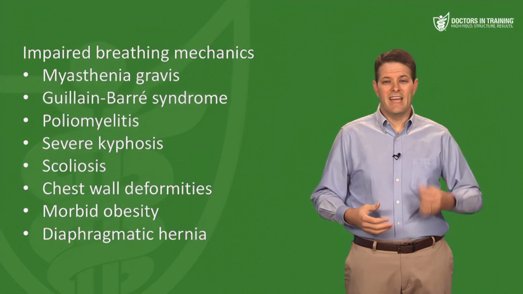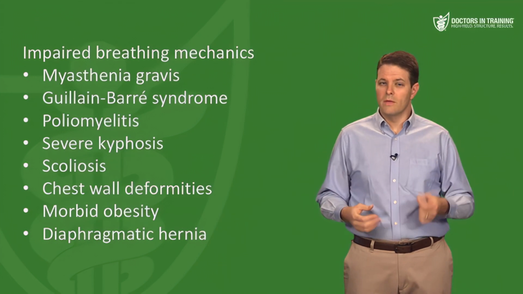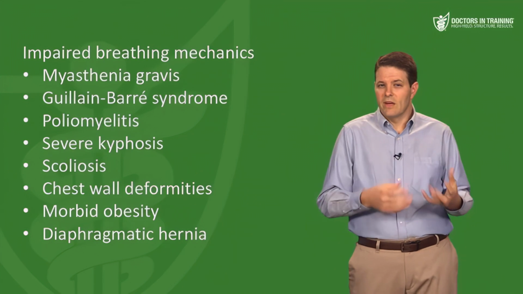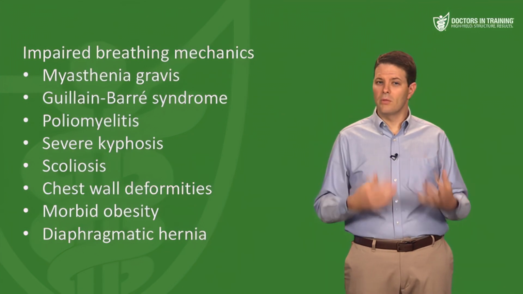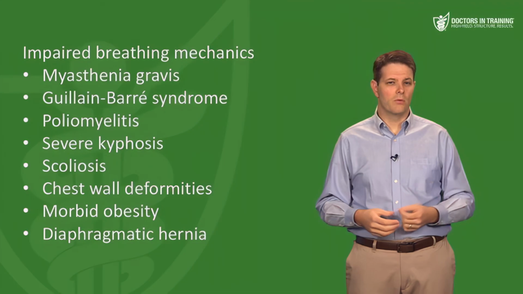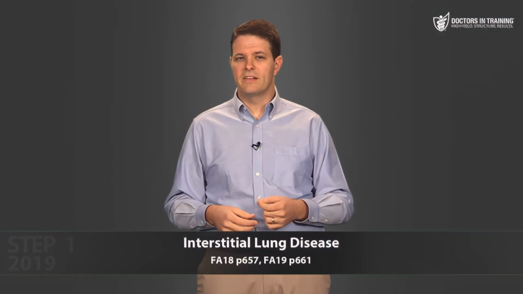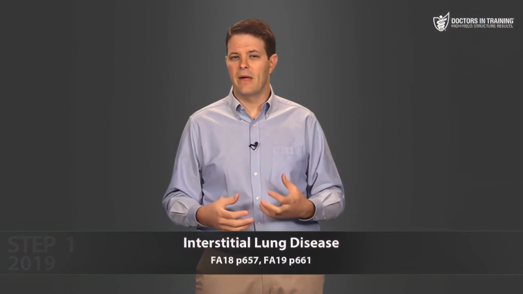But with all of these, the AA gradient is normal. The gases that do enter the lungs and reach the alveoli can diffuse into the blood normally, so the AA gradient is going to be normal. But most of the restrictive lung diseases we're going to talk about are interstitial lung diseases that reduce the gas diffusing capacity of the alveoli.